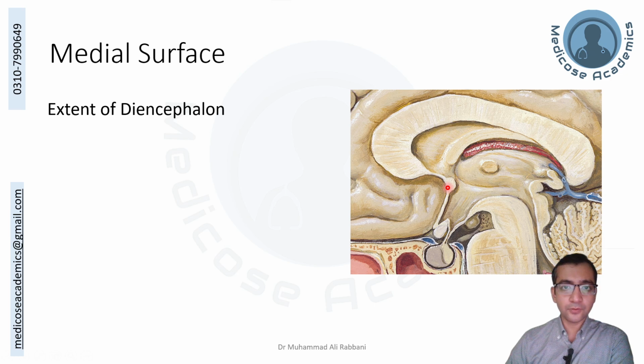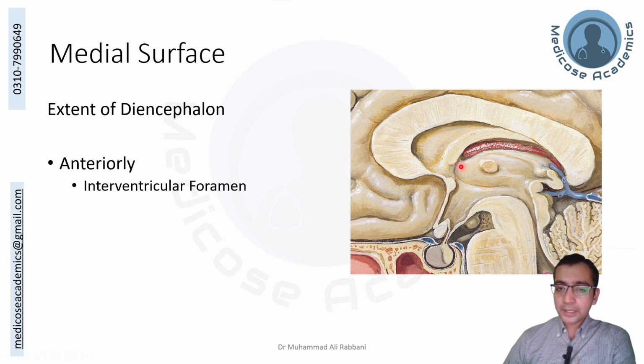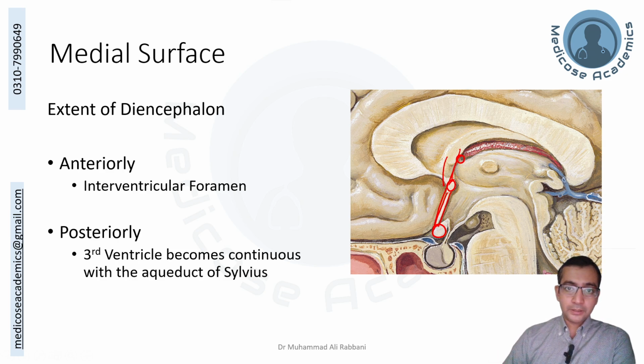Extent of diencephalon anteriorly: interventricular foramen of Monro. So this is roughly the line that makes the diencephalon. So there is interventricular foramen. Here is the fornix. Here is the anterior commissure. Here is the lamina terminalis. And optic chiasm will be at the boundary of the two. So these are the structures that are present on the anterior bound of diencephalon.